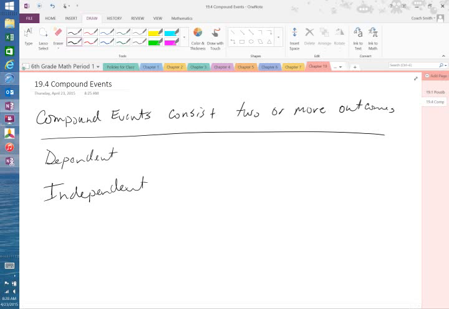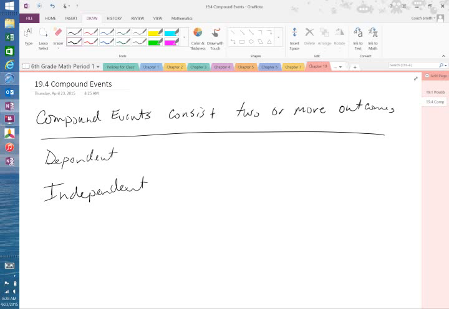Okay, a dependent event would be this. Could it snow today? No. Why? Not cold enough. It's not cold enough today to snow, so for it to have a probability of snow, we'd obviously have to be a lot colder. So that's a dependent event, dependent upon what the temperature is.